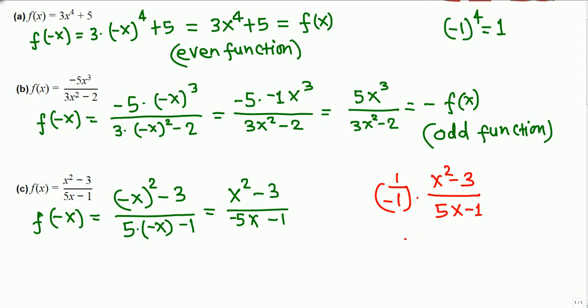Okay, now the top is x squared minus 3. When we multiply the bottom by negative 1, basically distribute. Negative 1 times 5x is negative 5x. Negative 1 times negative 1 is positive 1. This is not the same. So this is not the original function, and this is not the negative of the original function. We tried, we multiplied the original function by negative 1, but we did not get that. That means this is neither.